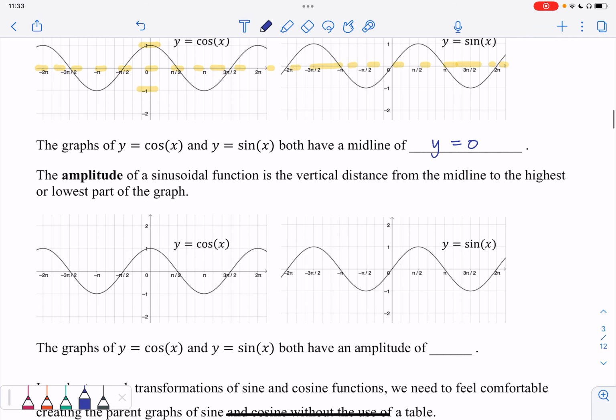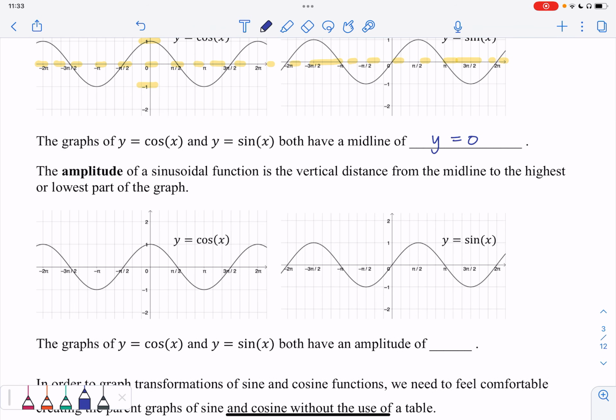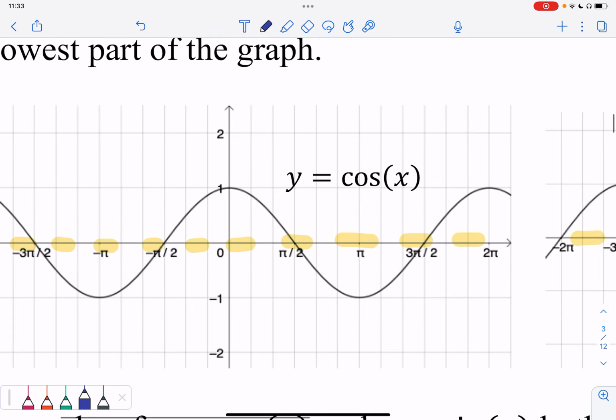The amplitude of a sinusoidal function is the vertical distance from that midline to the highest or lowest part of the graph. And that should be the same distance, whether you're going to the highest or lowest part. So I can kind of zoom in on both and show you that. So here is the highest part, or the peak, and if I measure that distance, this should just be 1 unit. I could do the same thing going down to the trough, or the bottom of that valley, and this length here is just a value of 1.